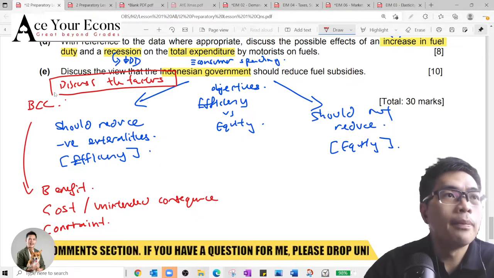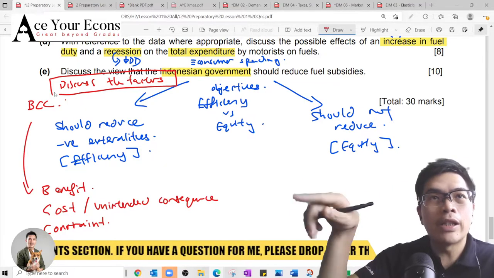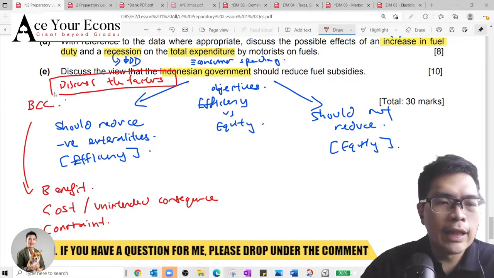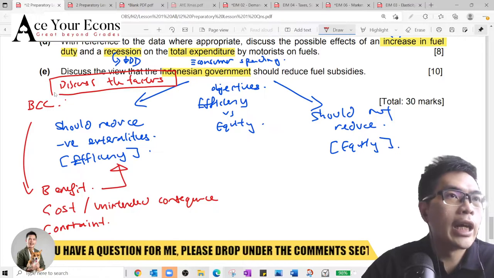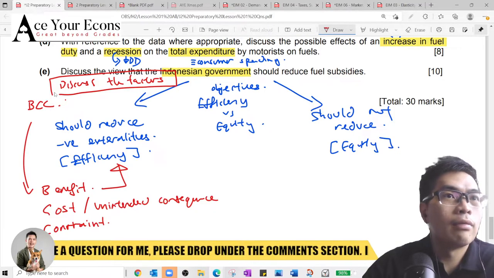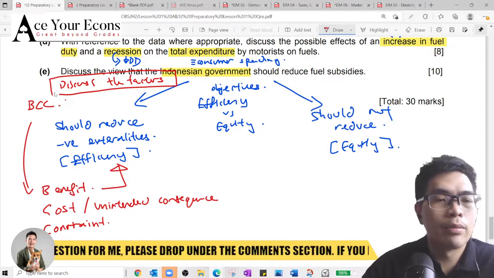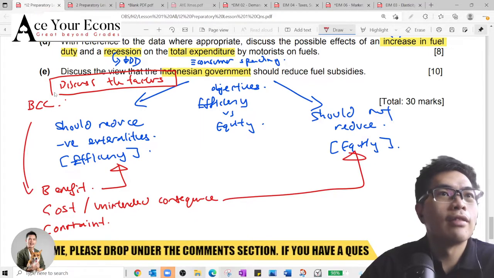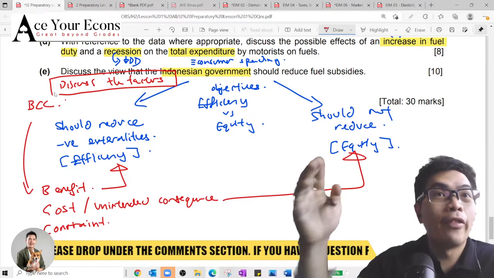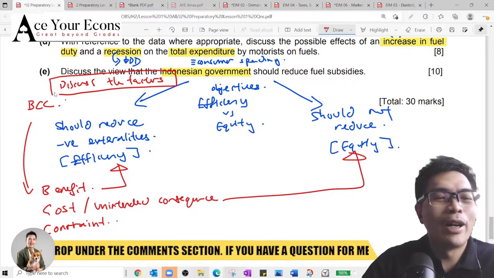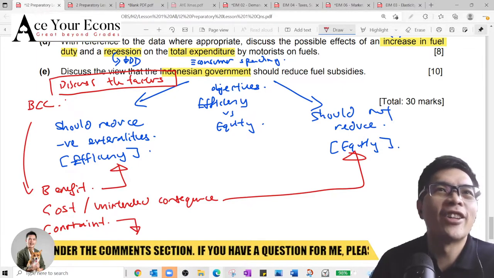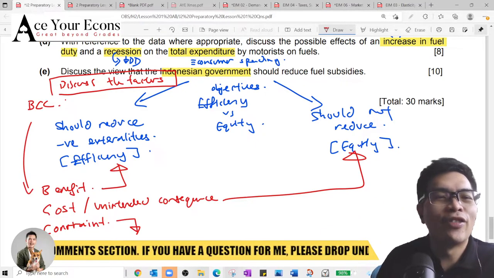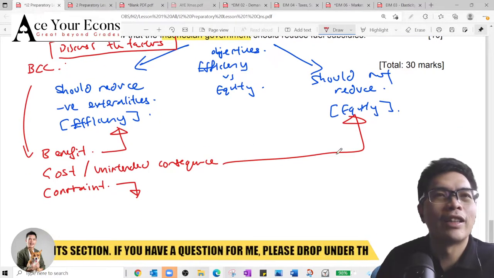Is everyone following me? So if you were to adopt this BCC framework into this question, it also works fairly well here. We can see that the benefit of reducing is allocative efficiency. Do you see that? Because you're going to curb overconsumption. The cost of reducing is inequity. Do you see that? So that, therefore, you should not. And there's one more constraint. Constraint can also work here. Constraint is a wild card. I recommend you think through how to use the constraint. If not, I will show you in the answer key how to use constraint later.